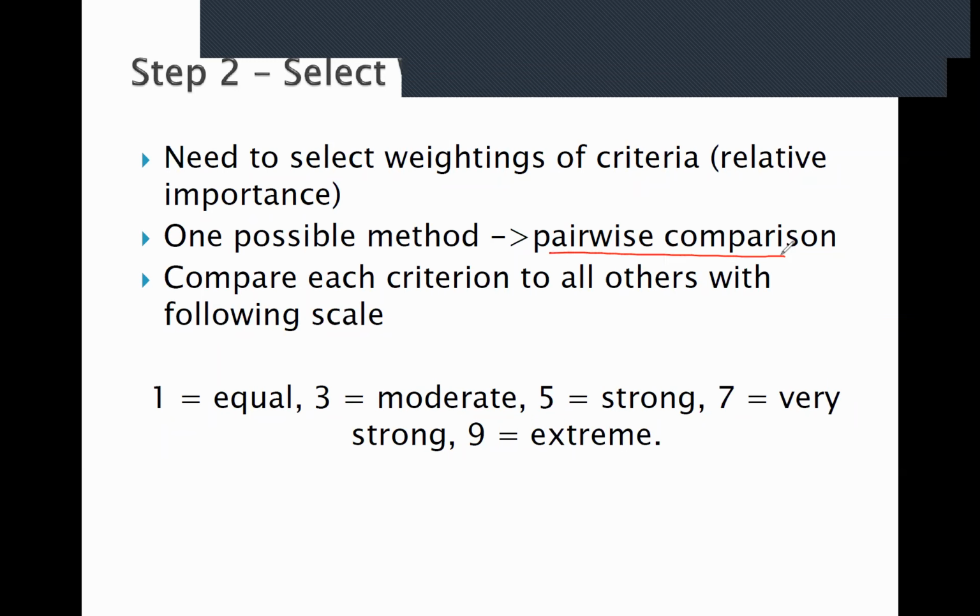For pairwise comparison, we have to compare each criterion to all other criteria with a scale. Here, for example, we choose 1 to 9: 1, 3, 5, 7, and 9. We can choose 1, 3, 4, or 1, 3, 5, or 1, 2, 3, 4, 5. It doesn't matter, but there should be a pairwise comparison. 1 refers to equal, 3 refers to moderate, 5 refers to strong, 7 very strong, and 9 extreme when we are comparing two criteria.